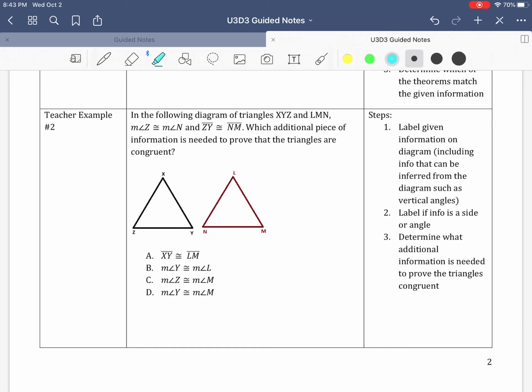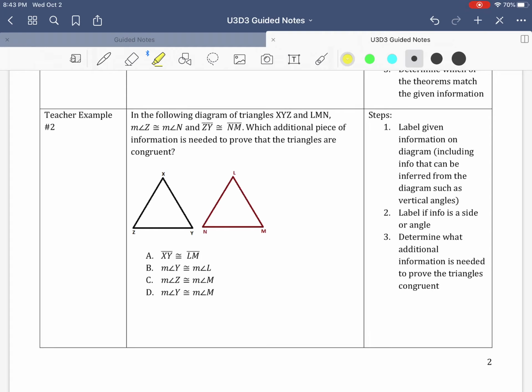Now here's teacher example number 2. In the following diagram, triangle XYZ and LMN, angle Z and angle N are congruent, and segment ZY and segment NM are also congruent. Which additional piece of information is needed to prove that the triangles are congruent?